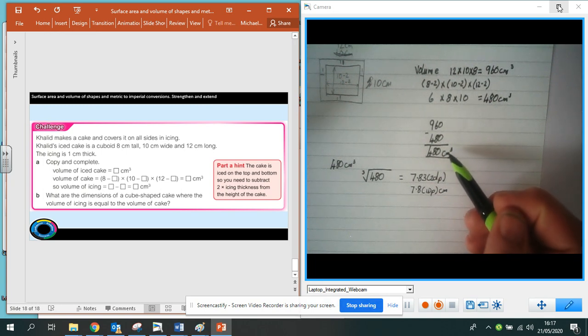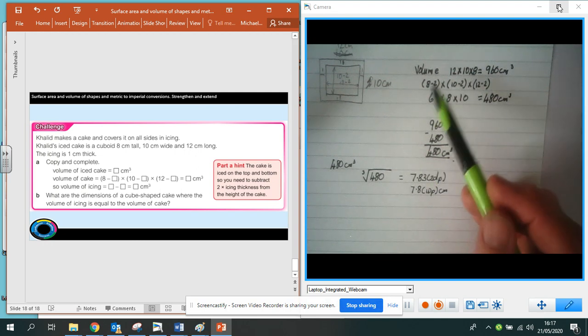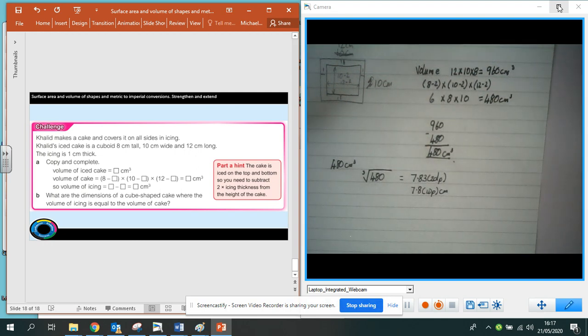That's part A. Part B says, okay, instead of making a cuboid cake, we are going to make a cube cake. So all the sides are the same length. I'm going to make that cake the same volume as the icing. The icing has a volume of 480. So the cake must have a volume of 480. So now we're getting back to that last question. And we're going to do exactly the same again. We're going to do our cube root.